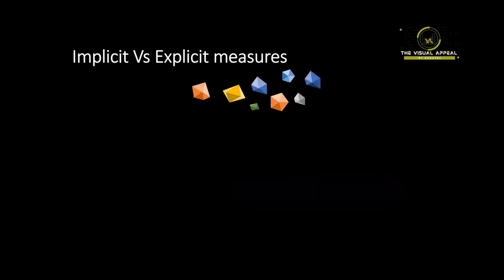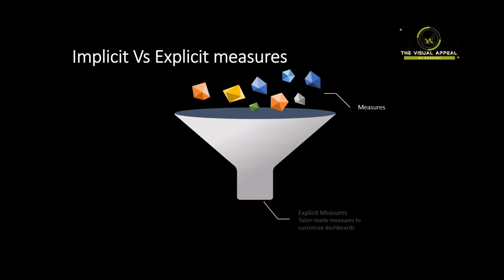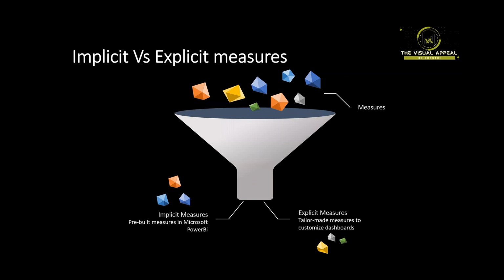There are two types of measures, implicit and explicit measures. Implicit measures are pre-built functions in Microsoft Power BI, which can be used with just a click of a button. Explicit measures are tailor-made formulae that we are going to write to customize the calculations in our dashboards.